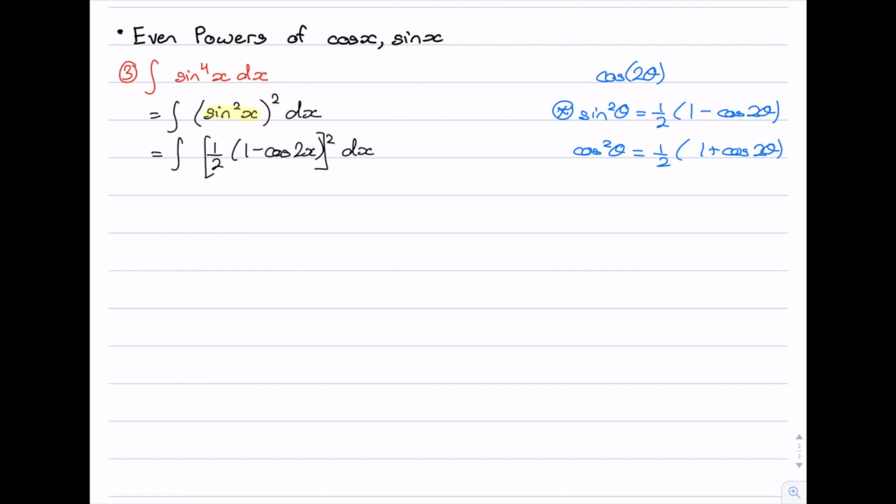Okay, now this isn't really too difficult to deal with. We can just expand this out a little bit. So the half gets squared, and that becomes a quarter, and I might just take that out the front. And then expanding 1 minus cos 2x squared would give us 1 minus 2 cos 2x plus cos squared of 2x dx.